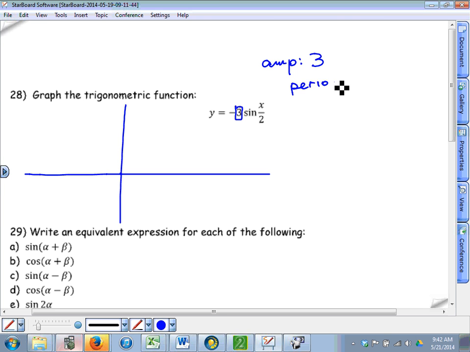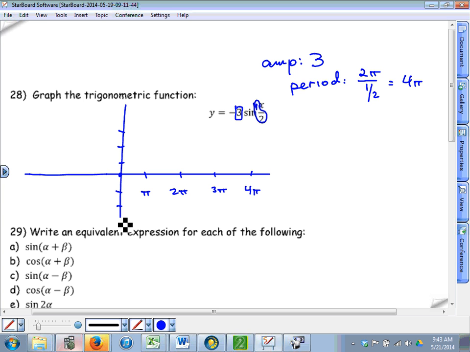Now the period is 2 pi divided by b. That's the formula. 2 pi divided by b. Listen. Now, b is the number in front of x. It's 1, and then that 1 is being divided by 2, so b is equal to 1/2. So if we divide by 1/2, it's 4 pi. So go out on your x-axis, label 4 pi, there's the period, break that up into 2 pi, then you have pi and 3 pi.